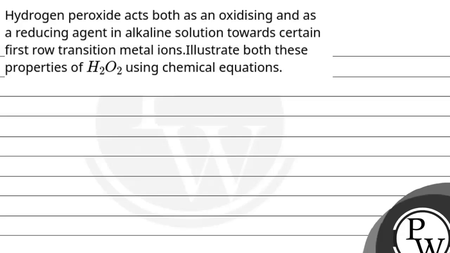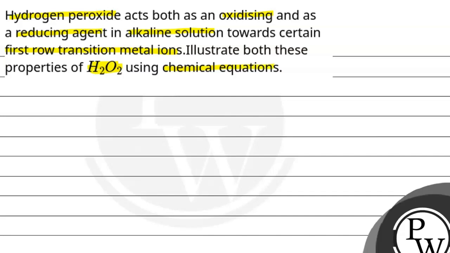Hello बच्चों, let's read this question. The question says hydrogen peroxide, that is H2O2, acts both as an oxidizing and as a reducing agent in alkaline solution towards certain first row transition metal ions. Illustrate both these properties of hydrogen peroxide, that is H2O2, using chemical equations.